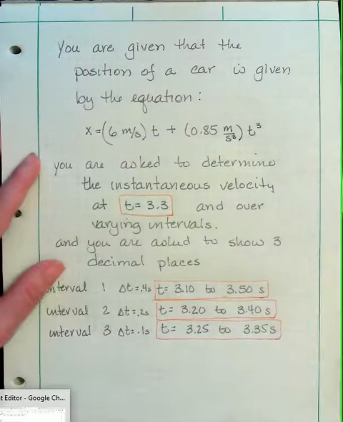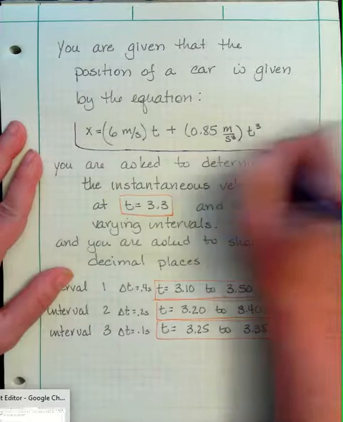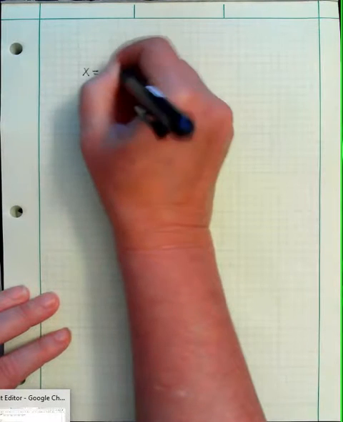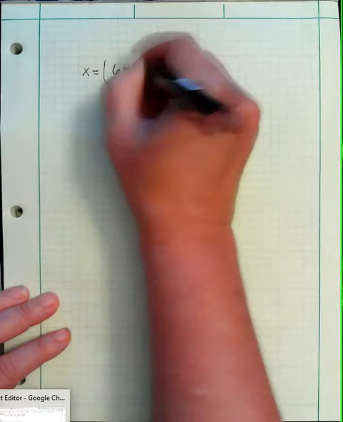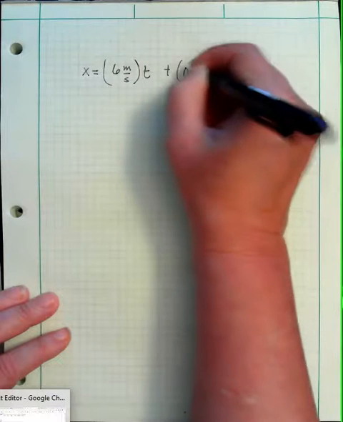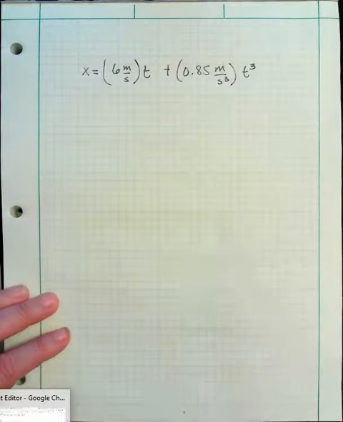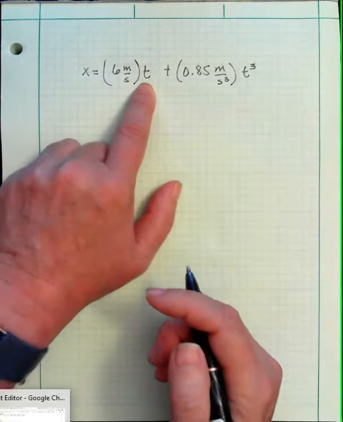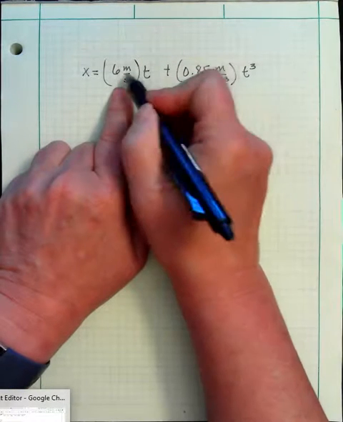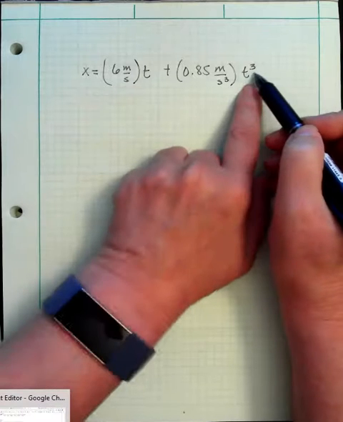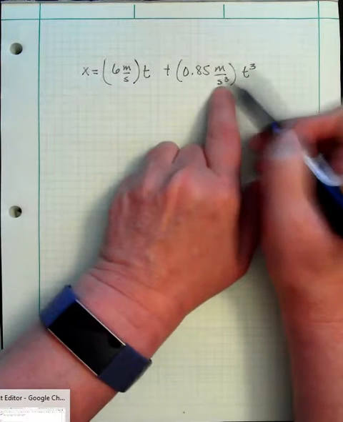So now let's come back and look at the problem. We were given in our problem the equation of motion that we're looking at, so let's write that out. I've got x equal to 6 meters per second times time plus 0.85 meters per second cubed times time cubed. First, let's look at our units. Time is in seconds, so the seconds will cancel out and I'm in meters. For time cubed, I've got seconds cubed, and those will cancel out, and I have meters.